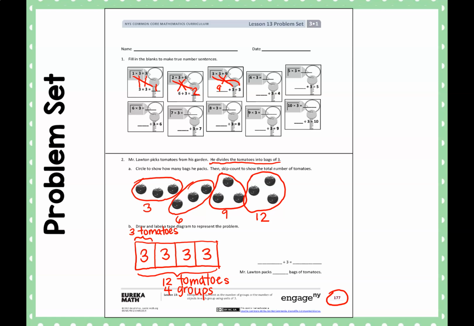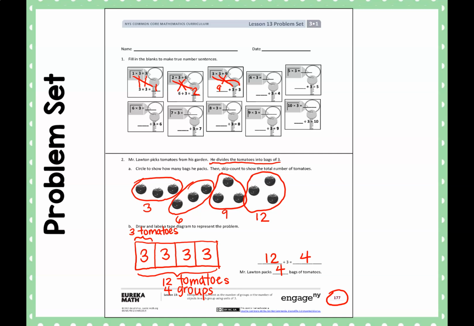Now let's fill in the blanks. Blank divided by 3 equals blank. Okay, well, we know in division our total comes first. So our total was 12 tomatoes divided into groups of 3, and we solved for 4 groups. So Mr. Lawton packs 4 bags of tomatoes.